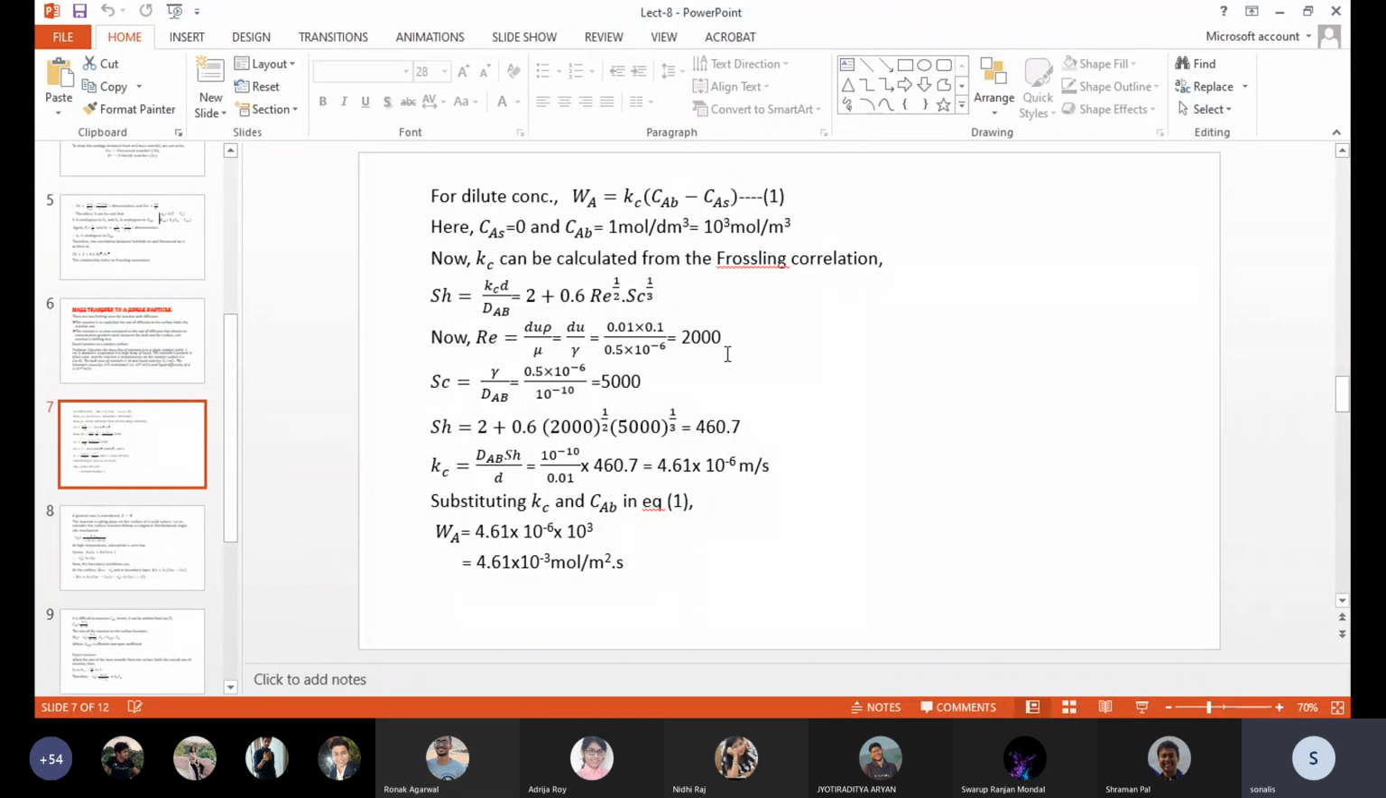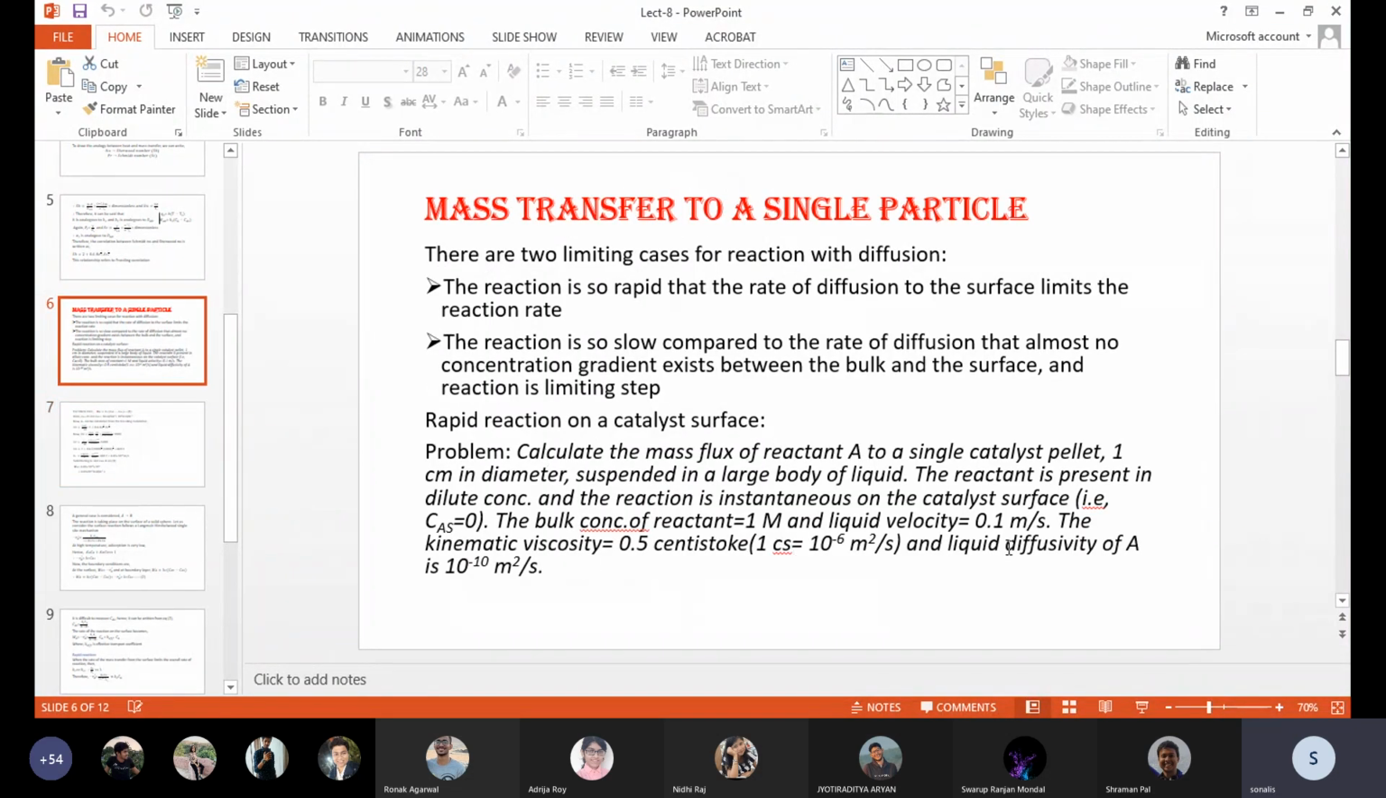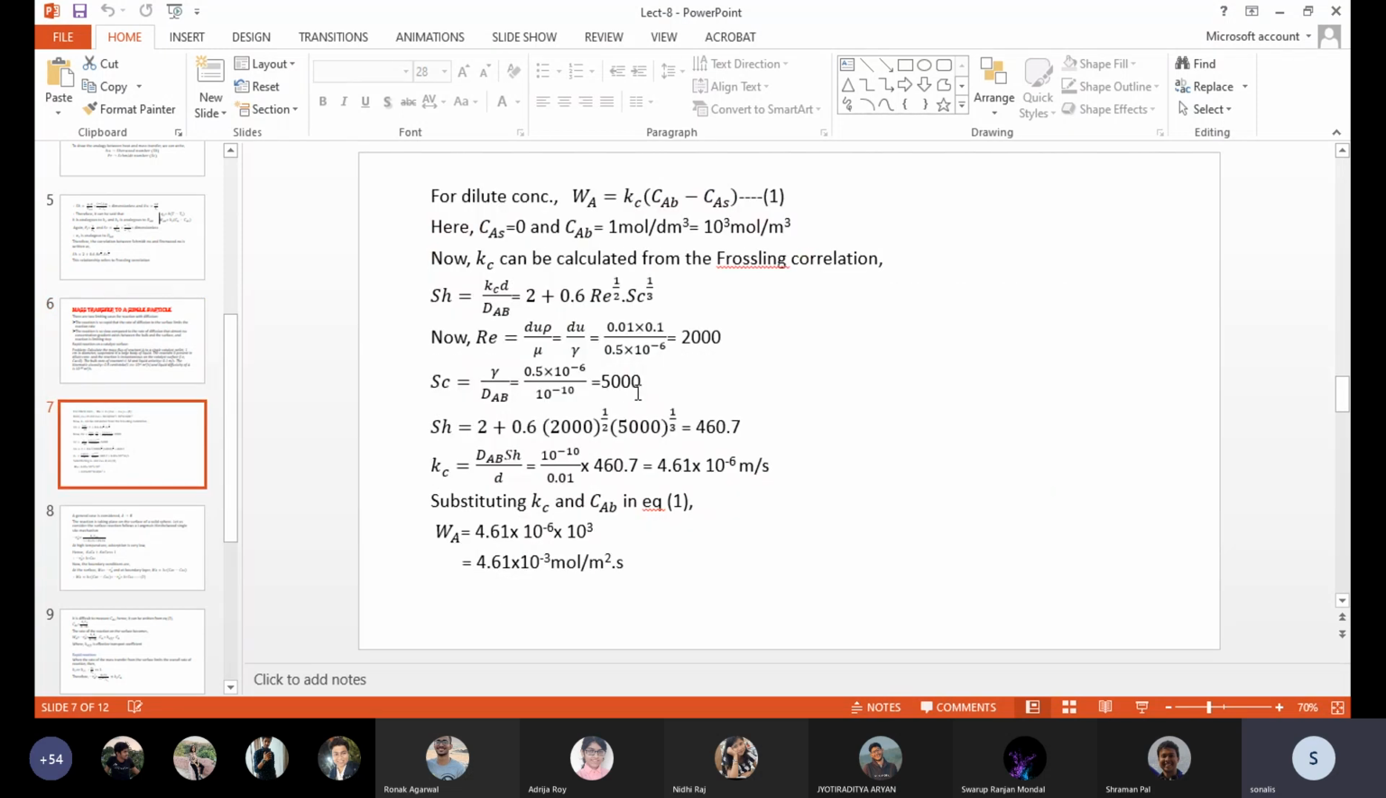So Reynolds number is 2000. And what is the Schmidt number? Schmidt number also we have to calculate here. Schmidt number is equal to nu by DAB. Both are given. Nu is 0.5 times 10 to the minus 6 and DAB is 10 to the power minus 10 meter square per second. So Schmidt number is 5000. So we can get the Sherwood number. Sherwood number is 2 plus 0.6 Reynolds to the power half, Reynolds is 2000, Schmidt to the power 1/3, 5000. It comes to 460.7. Now from this we know the value of Sherwood number.